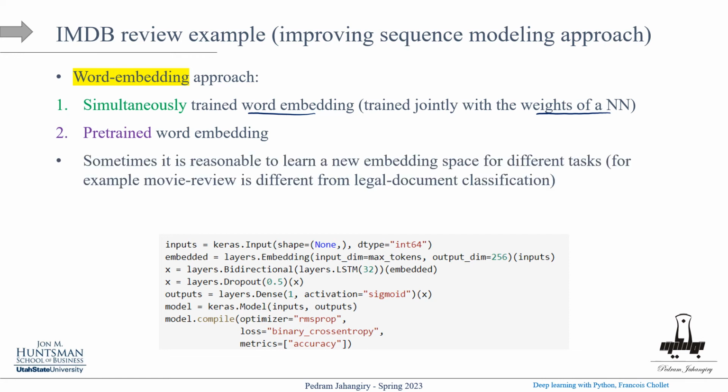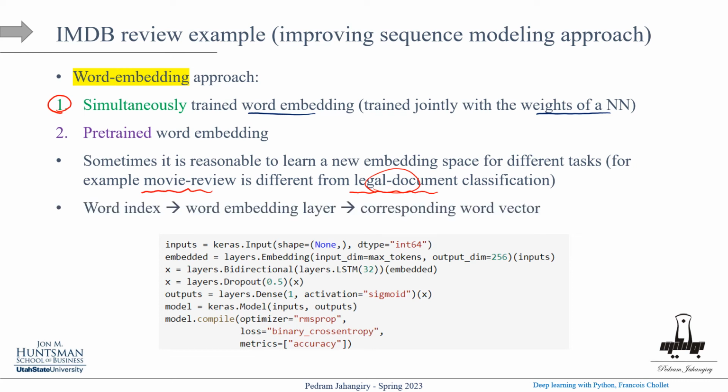However, you have to be careful. Sometimes the context is different, right? So sometimes we need to learn those new embeddings from our own specific data. Imagine you are dealing with a legal document classification problem, and you use a pre-trained word embedding that was trained on movie reviews. Maybe this is not the best idea, right? So maybe for legal document classification, you should go ahead and use the first approach: simultaneously learn those word embeddings from the data. Obviously, it comes with a caveat that it's going to be more computationally expensive.